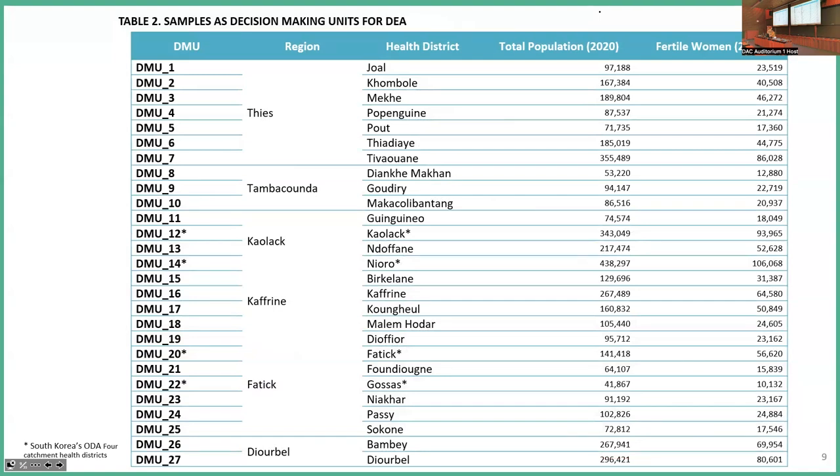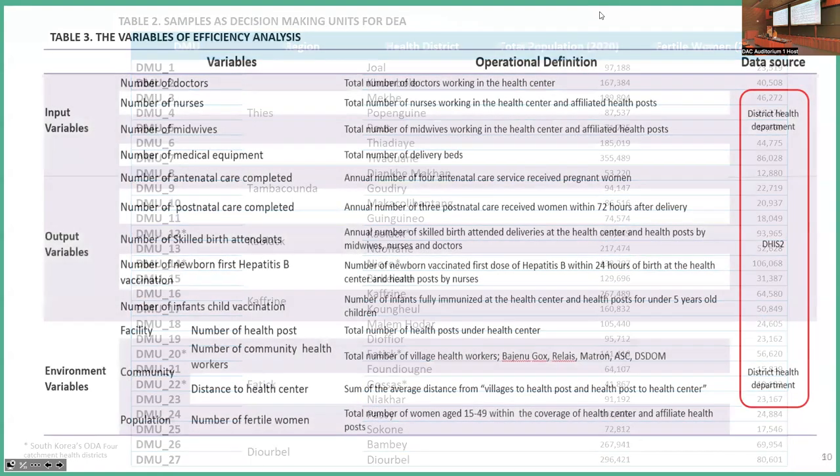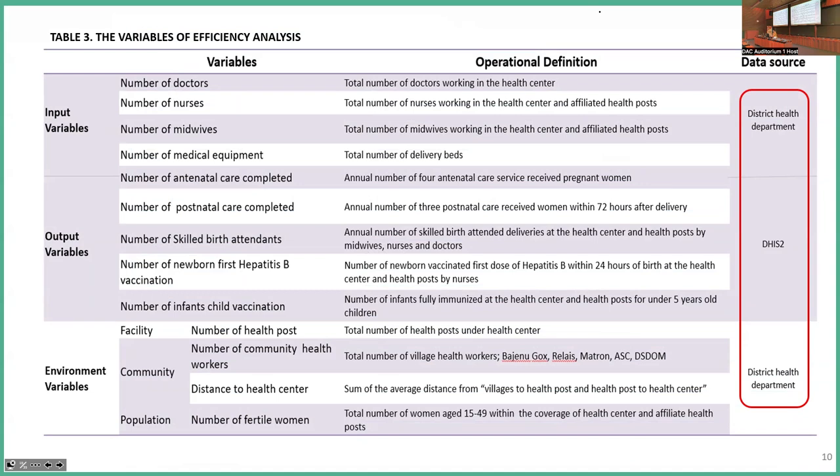This slide shows the demographics of the 27 DMUs, the decision-making units of health districts, focusing on their total population and total number of women aged 15 to 48. This table shows the input, output, and environmental variables. For the output variables, we utilized DHIS2, but in DHIS2 we couldn't get the input and environmental variables, so we collaborated directly with the district health departments.